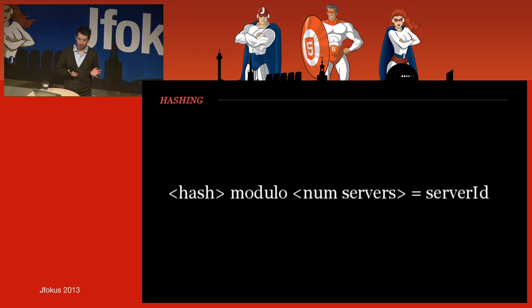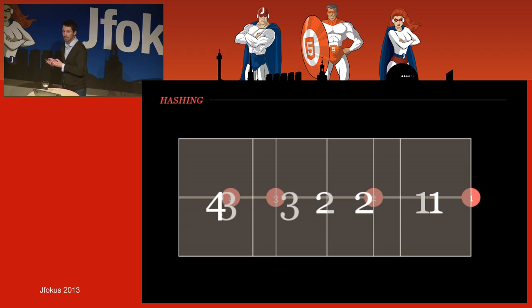So if you have 4 servers and for simplicity, the hash you're sending in is 7, 7 modulo 4 is 3, and you have the server ID. So you access server number 3 in order to retrieve the data you were asking for.